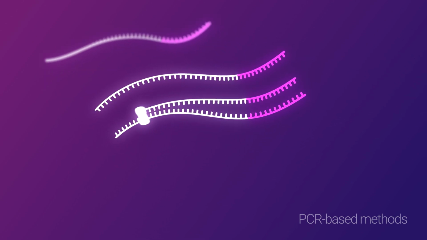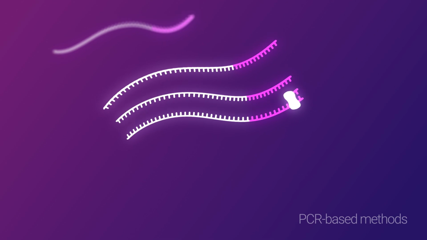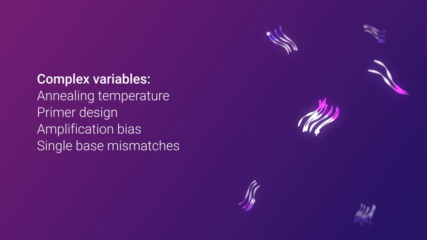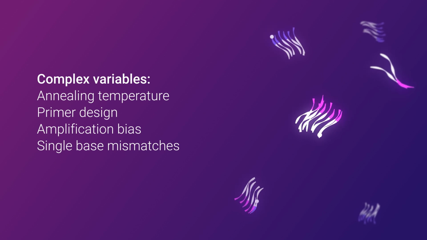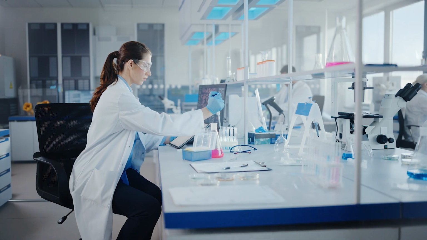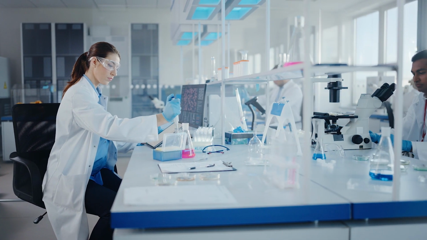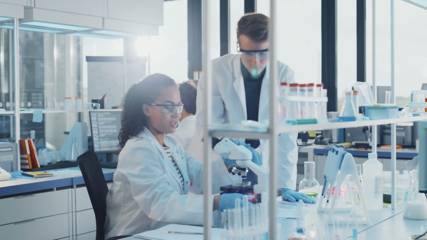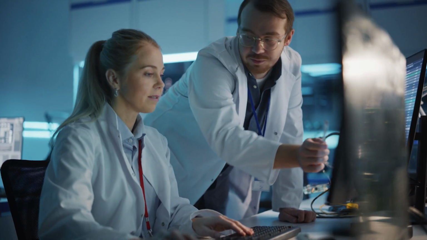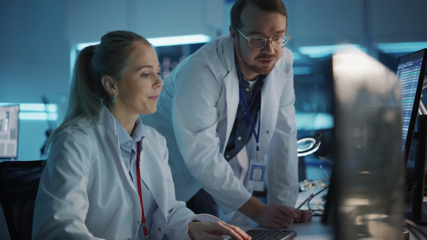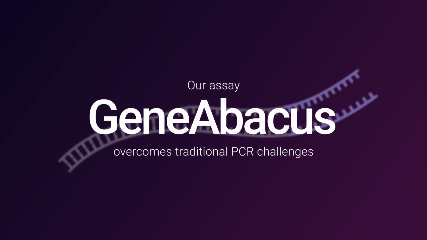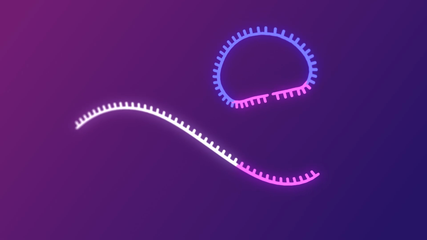However, PCR often demands precise optimization of complex variables such as annealing temperature and primer design to overcome amplification bias and discriminate single base mismatches. This can become a very tedious, time-consuming and frustrating process, often leading nowhere and hindering the progress towards actual scientific discoveries. Our assay, GeneAbacus, overcomes traditional PCR challenges.